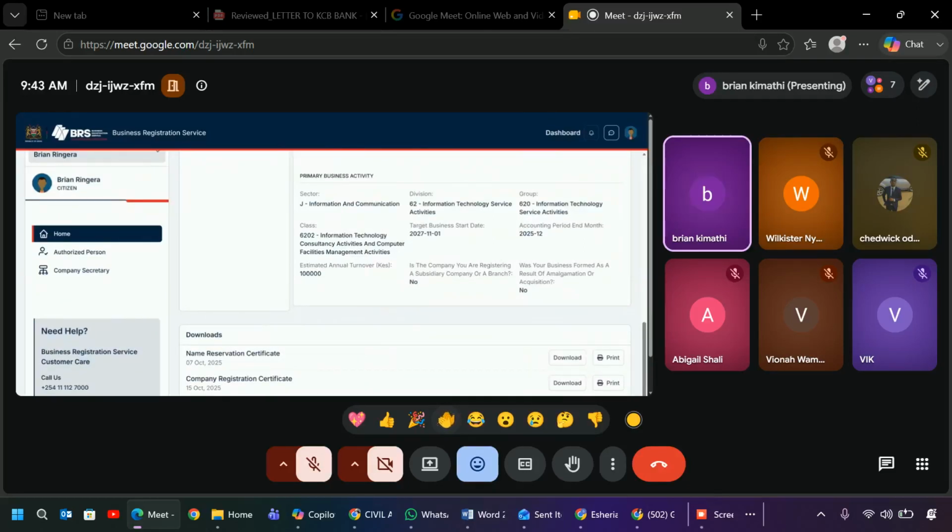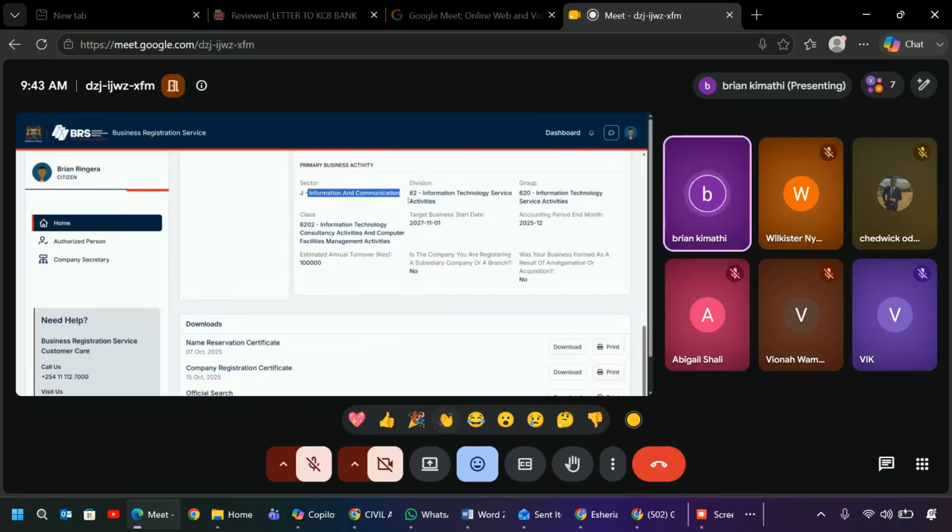So let's proceed. You state your primary business activity, your division, group, class, target business start date, and then the accounting period and month. This means that your accounting shall be done on this day. This is the same date that registers with KRA as they give a KRA PIN for the company. For this one, it will be 31st December every year. Then your estimated annual turnover. If it is over 5 million, then you have to have a company secretary. Also, if your nominal capital is over 5 million, you have to have a company secretary.